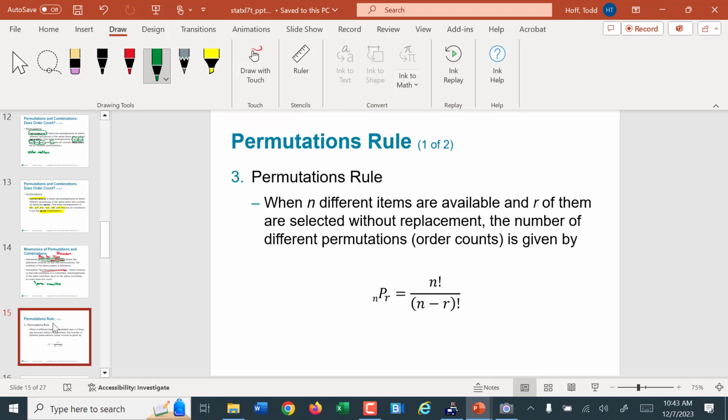So our calculation for a permutation, where N is the number of items available to be used, and R is the number that we're going to use, again, without replacement. If we put them back, if we replace them, that's different. We pronounce it N things permutated R at a time, NPR. It's N factorial over N minus R factorial.